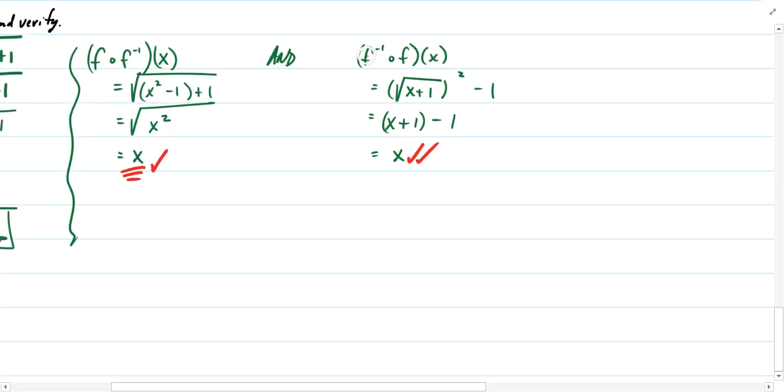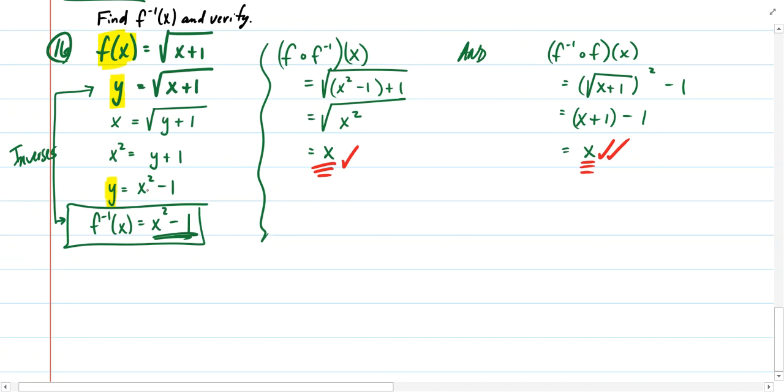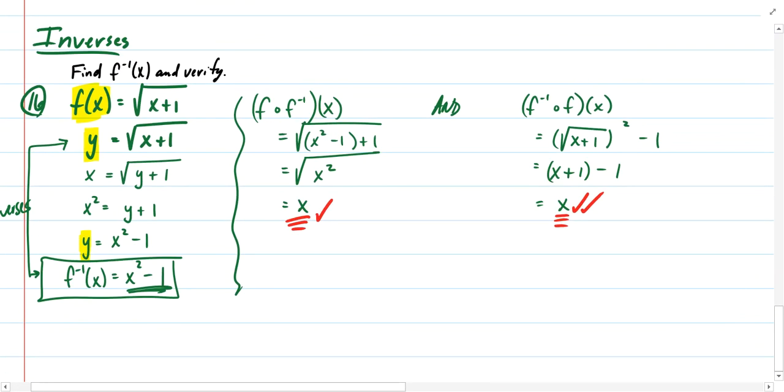We've now seen that the composition in both directions ends up equaling x, so we have now verified that this indeed was the inverse. So finding it requires just a little bit of math by reversing the x and y and solving for the new y value. Verifying requires a pair of composite functions.